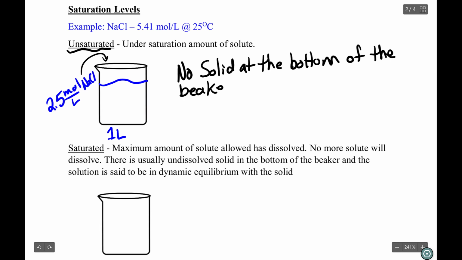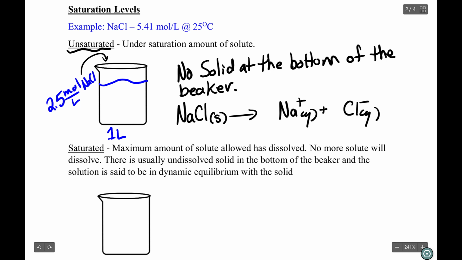And we could use a dissociation equation to express that there is no solid. So I could say I got NaCl solid. This has become Na+ aqueous plus Cl- aqueous. It's all balanced 1 to 1 to 1. The fact that I have a single arrow forward means that all of this solid has turned into ions, sodium ions and chloride ions. I think most people know what unsaturated means, but I hope that cleared it up if you didn't know.